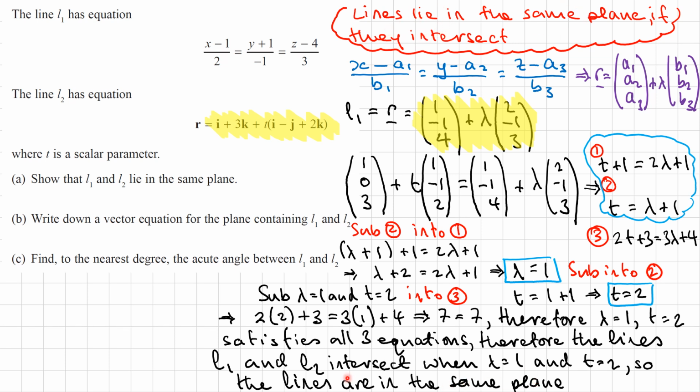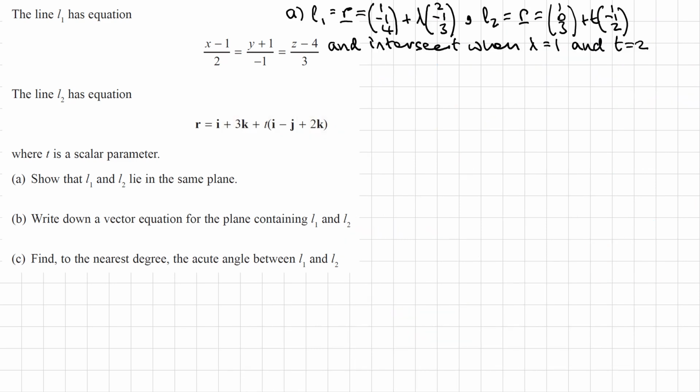We could, if we wanted to, go on to work out what the point of intersection is by substituting in lambda equals 1 and t equals 2 into our equations. We're not going to do it just yet. We may need that later on, but that's part A done. Part B, write down a vector equation for the plane containing L1 and L2.